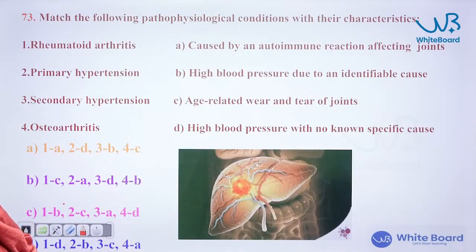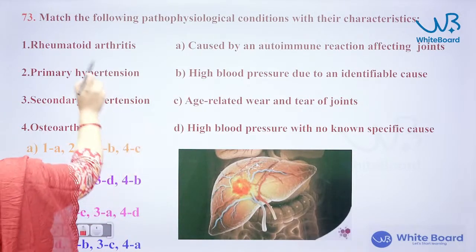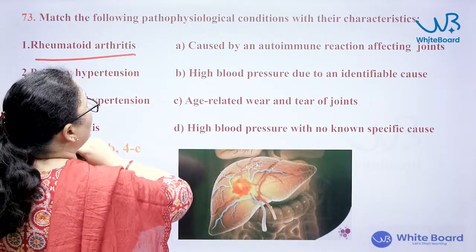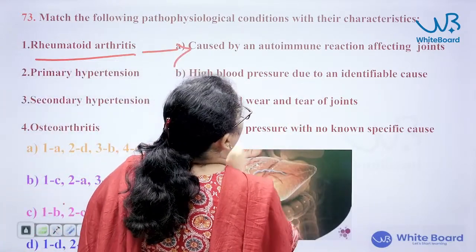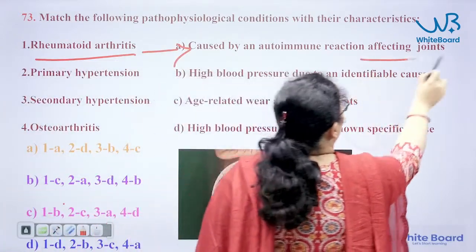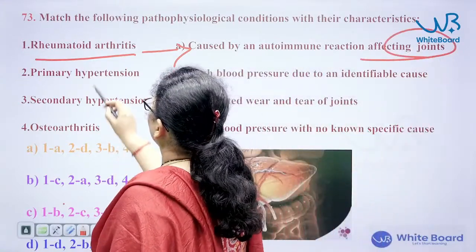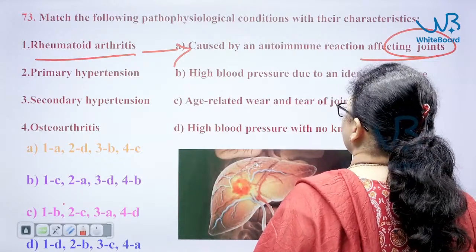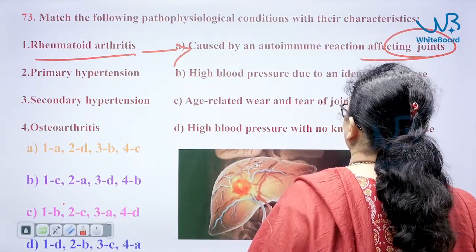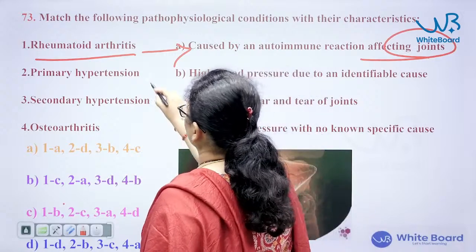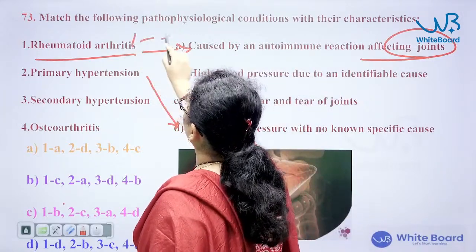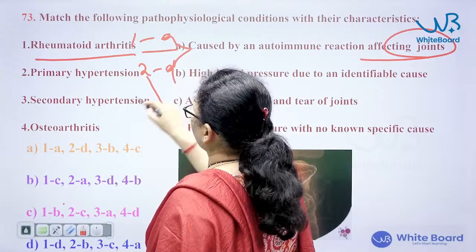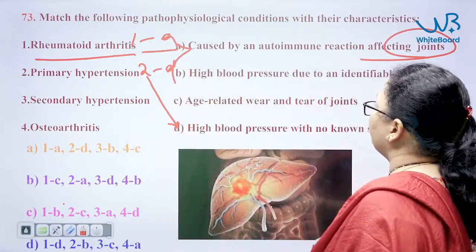Next, match the following pathophysiological conditions with their characteristics. First one, rheumatoid arthritis, caused by an autoimmune reaction which will affect the joints. Primary hypertension, high blood pressure, age related. Next, high blood pressure with no specific cause. D, 1A, 2D. Secondary hypertension.